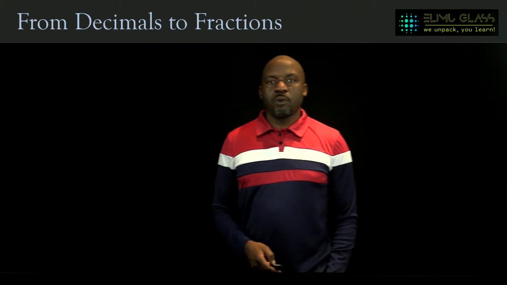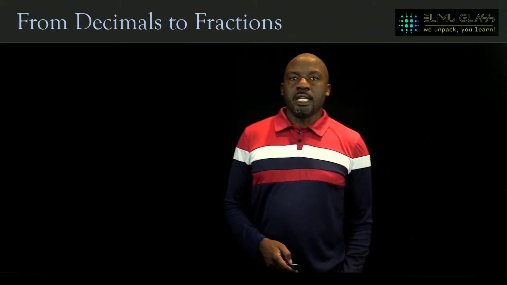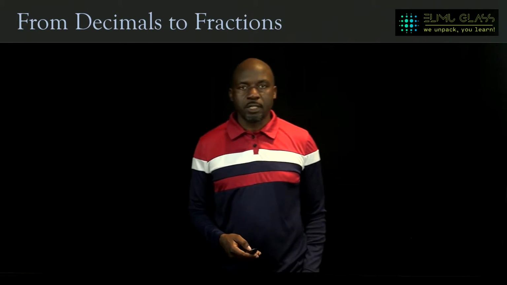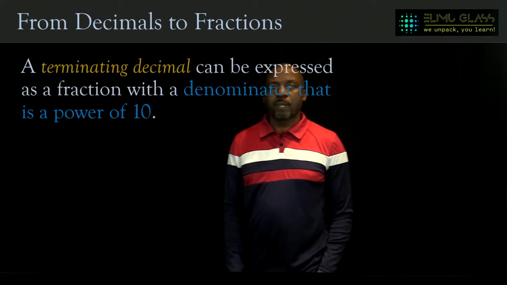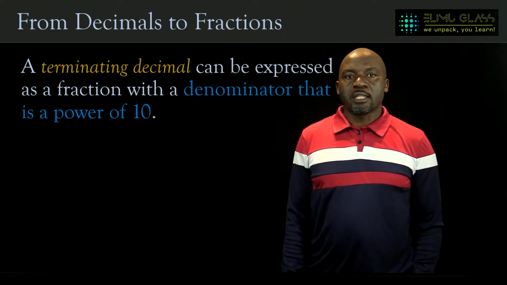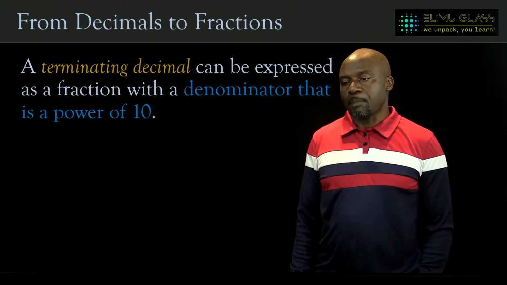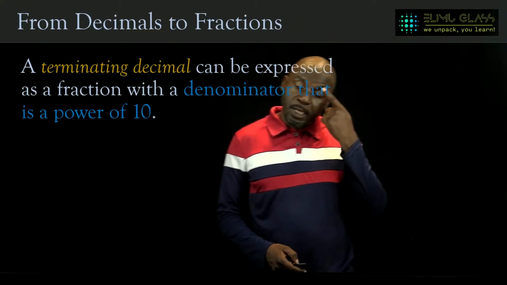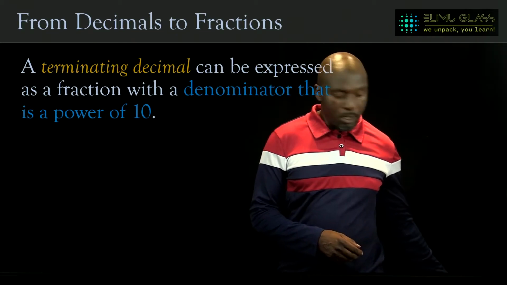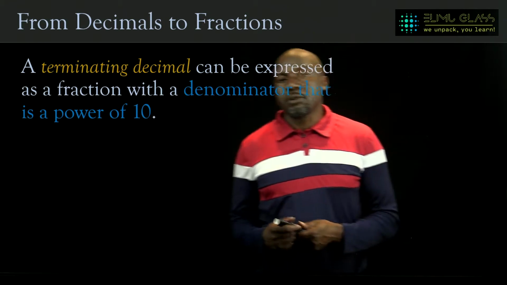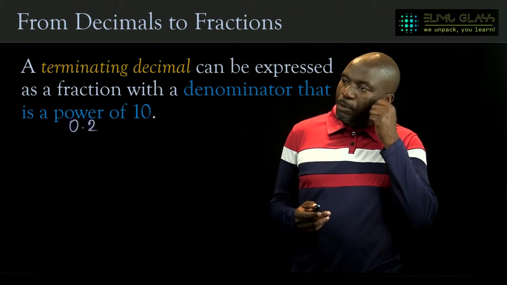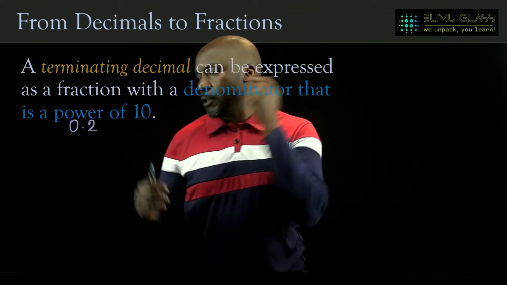And the first part we want to look at is changing numbers from decimal to fraction. I'm actually interested in recurring decimals, but let's see what this is. So a terminating decimal can be expressed as a fraction with a denominator that is a power of 10. So what is a terminating decimal? Any decimal that ends, that has an end to it, is called a terminating decimal. So if I wrote, for example, 0.2, that is a terminating decimal. It's a decimal that has an end to it.